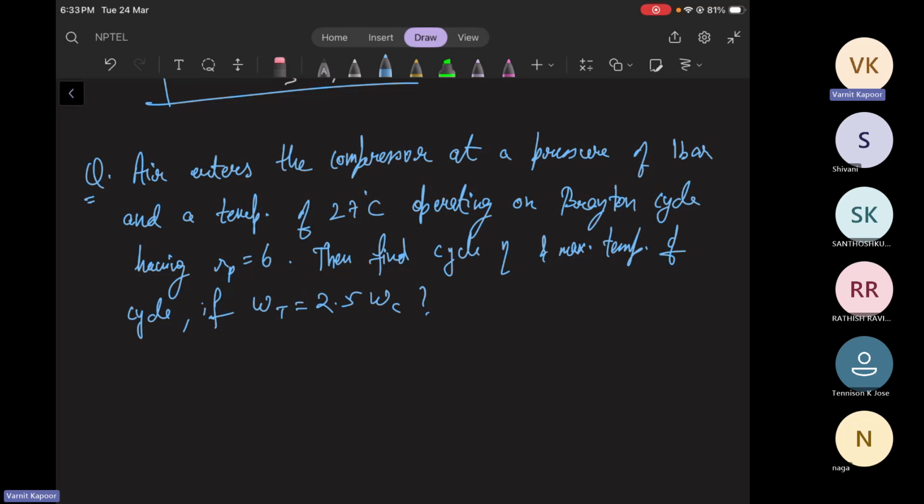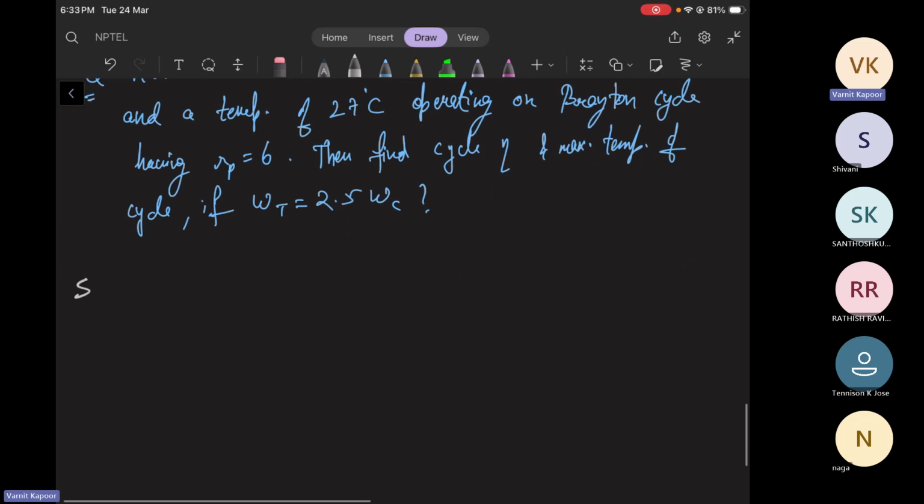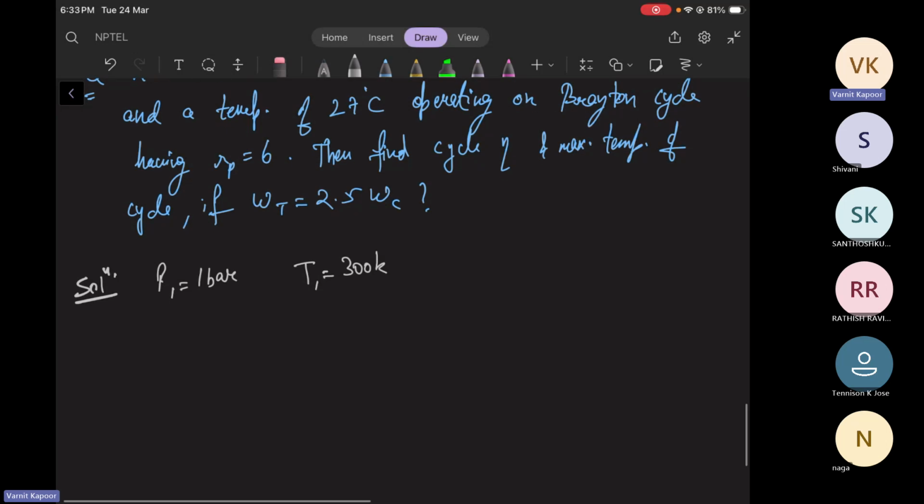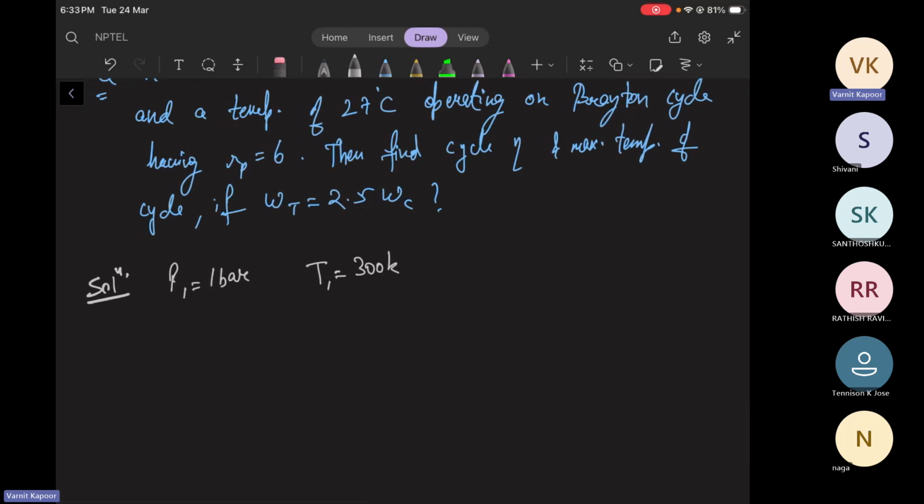Okay, let us see the solution for it. Maybe you can verify your solutions as well. We are given that air enters the compressor and pressure P1 and temperature T1 are given. So P1 is 1 bar and temperature T1 is 27 degrees Celsius, that is 300 Kelvin, 27 plus 273. And pressure ratio RP is given as 6. And it is said that work done by the turbine is 2.5 times the work done by the compressor.